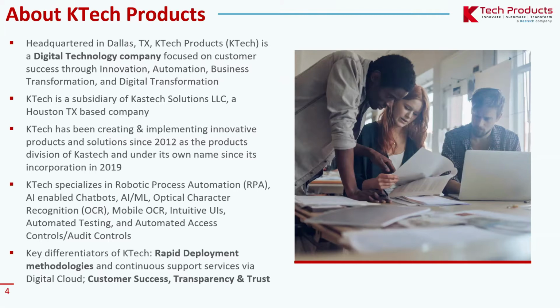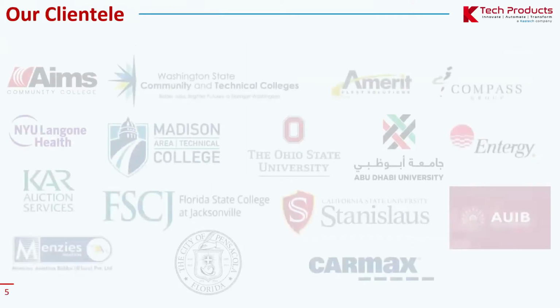Since the very inception of KTech Products, the entire focus has always been on robotic process automation, AI-enabled intelligent chatbots, OCR, intuitive UIs, and automated testing. What makes us different is our rapid deployment methodologies, because we believe in having quick ROIs for our customers. We are able to achieve that because we believe in transparency and trust, and we have a wonderful team that works towards customer success.